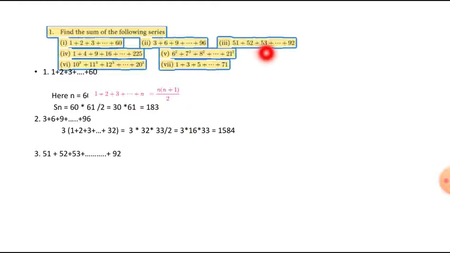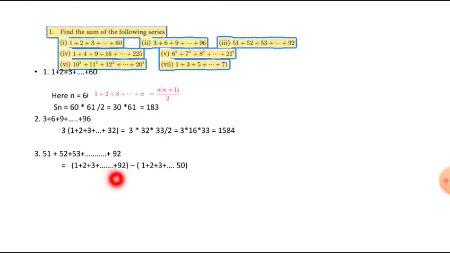Next is the sum 51 plus 52 plus 53 up to 92. Here, this series is not starting from 1; it is starting from 51 to 92, and we need the sum of these numbers. So we can divide this into two series. One is from 1 to 92. From this summation, we can subtract the summation of 1 to 50. So the balance will be from 51 to 92. Like this, we can split the given series into two series so that we can apply this formula.